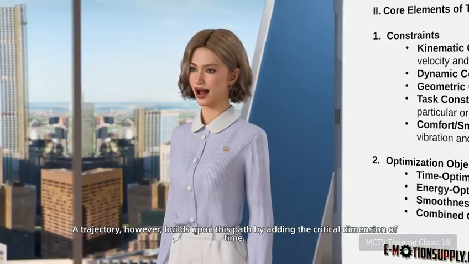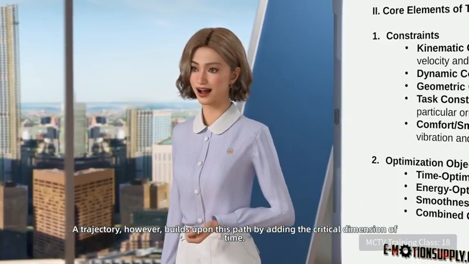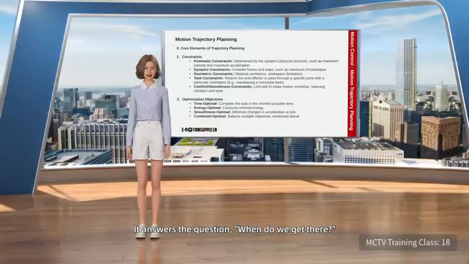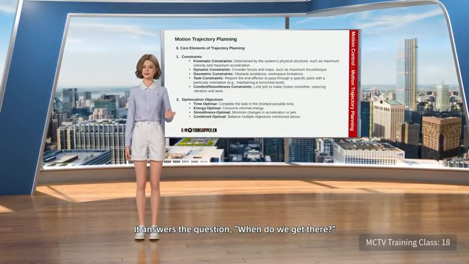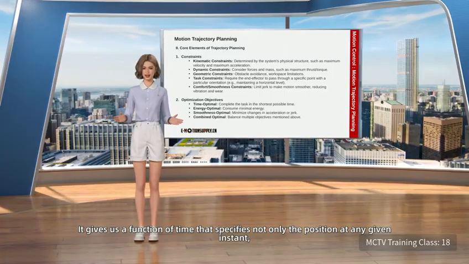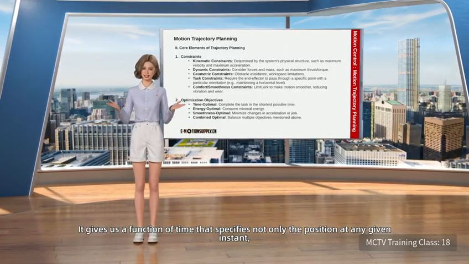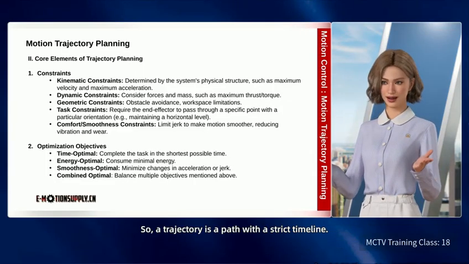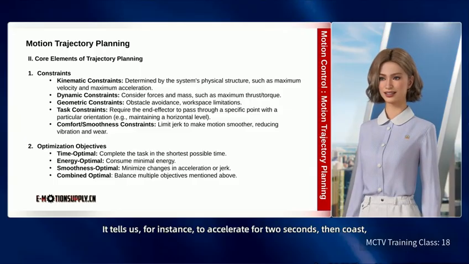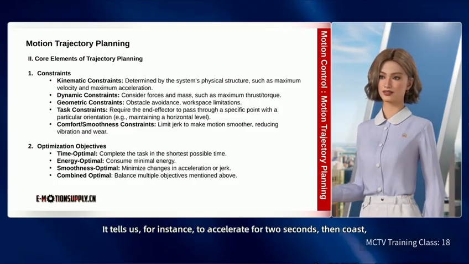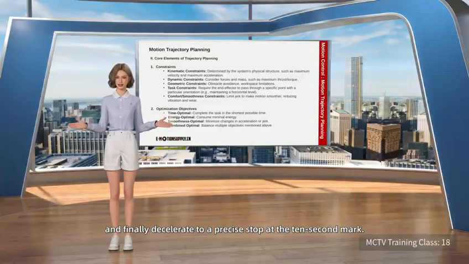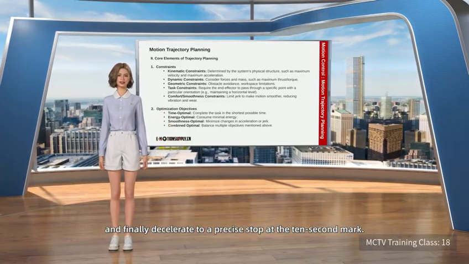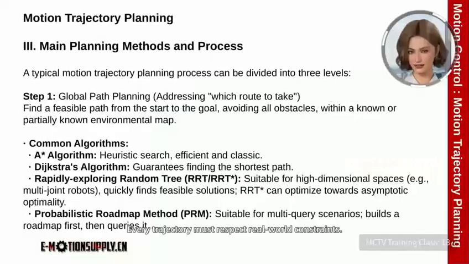A trajectory, however, builds upon this path by adding the critical dimension of time. It answers the question, when do we get there? It gives us a function of time that specifies not only the position at any given instant, but also the velocity, acceleration, and even the jerk. So, a trajectory is a path with a strict timeline. It tells us, for instance, to accelerate for 2 seconds, then coast, and finally decelerate to a precise stop at the 10-second mark. Every trajectory must respect real-world constraints.